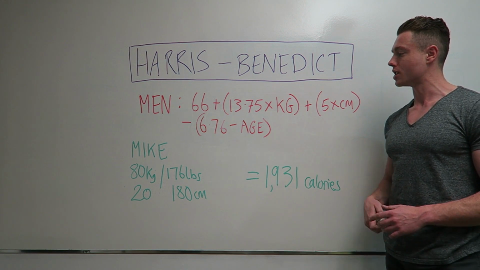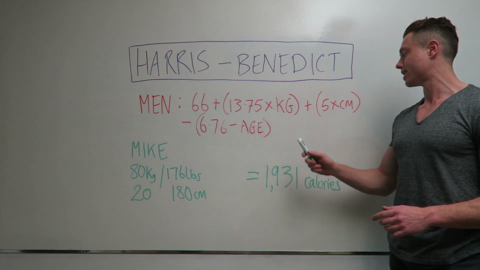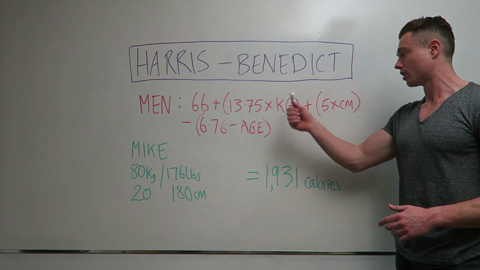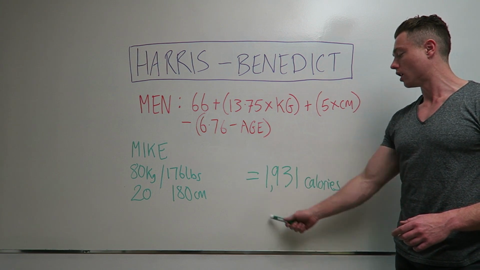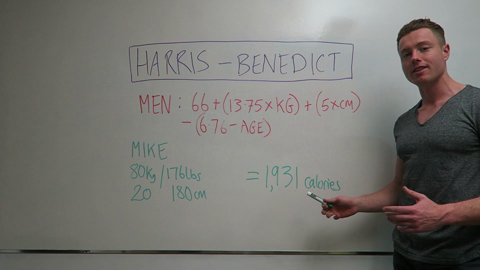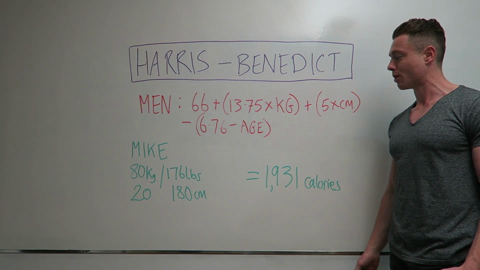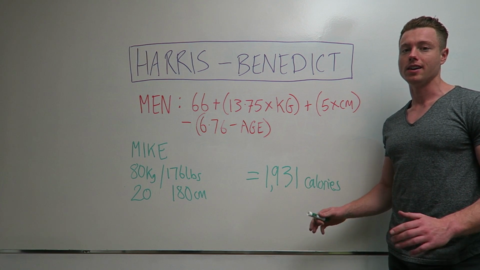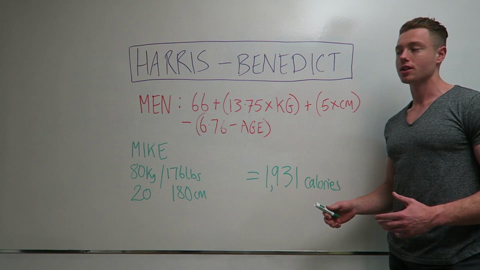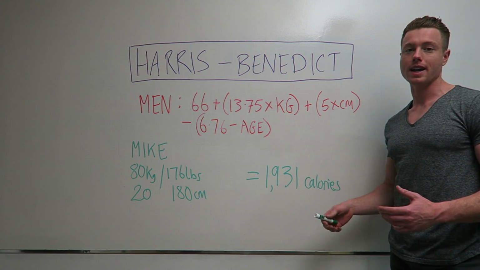Remember, when you're using the equation, you have to use your weight in kilos and your height in centimeters. So I just plugged all the information in, and then I got a total of 1931. That's how many calories Mike needs just to maintain his weight without doing any activity at all. Now we got to calculate how many calories he burns from doing activity.